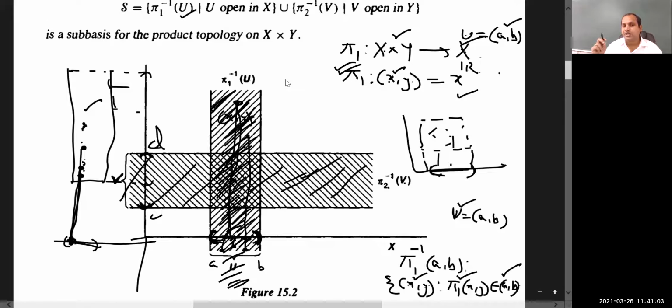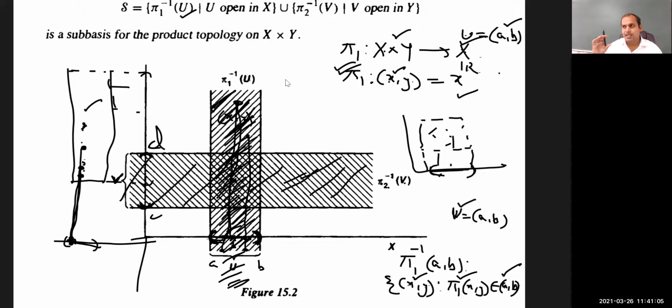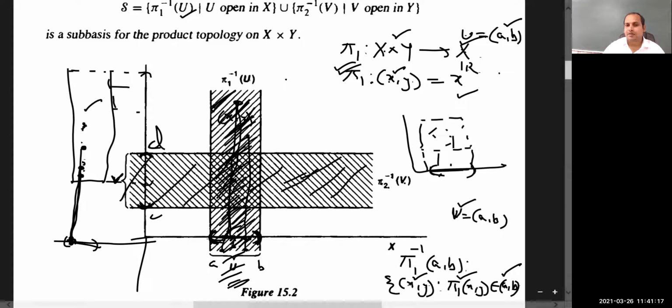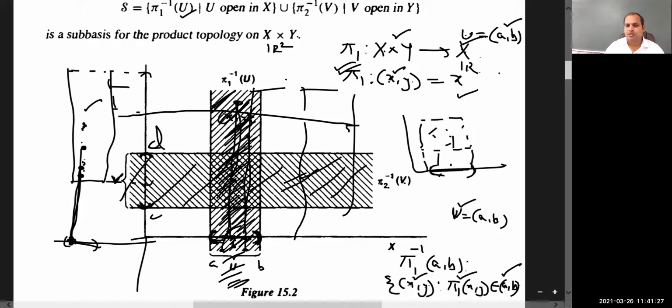What are the conditions for a sub basis? See, the condition for a sub basis is that the union of all members of the sub basis is going to be the whole space x cross y. So in our case x and y are R, so R cross R. If you take the union of all such strips, it is going to generate whole R2, I mean the xy plane, it is going to generate whole R2.